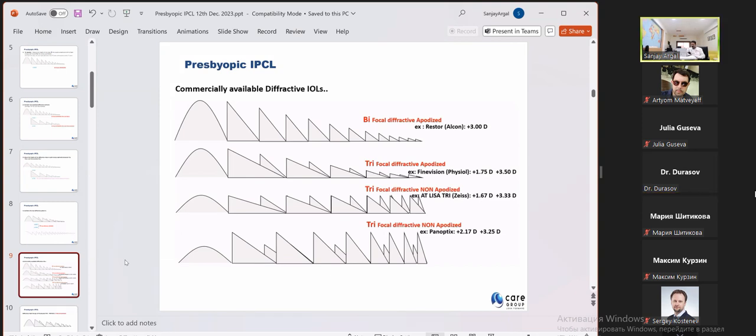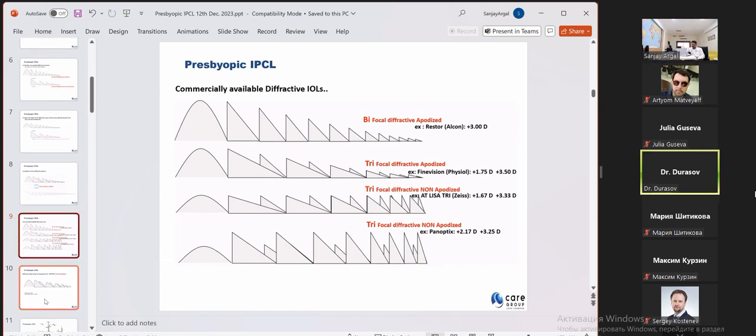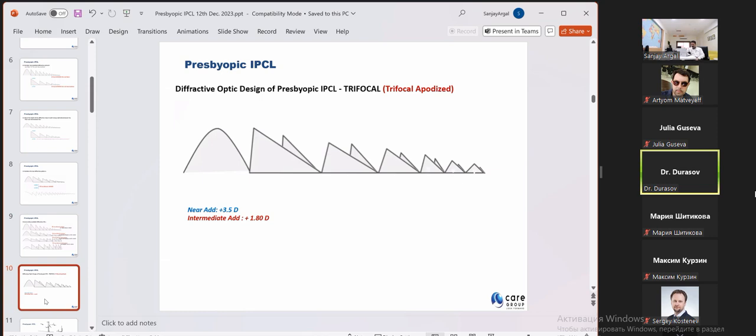Then we thought about a new innovative trifocal design to control the loss of light and the visual disturbances. This is our patented design. And the power distribution is asymmetric.